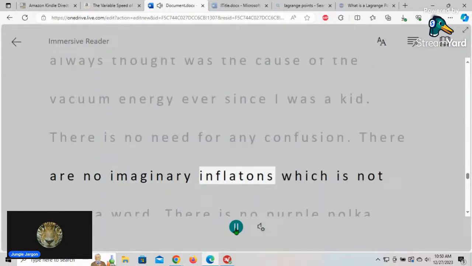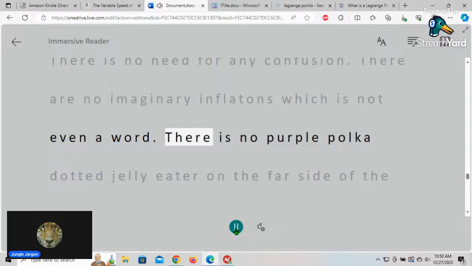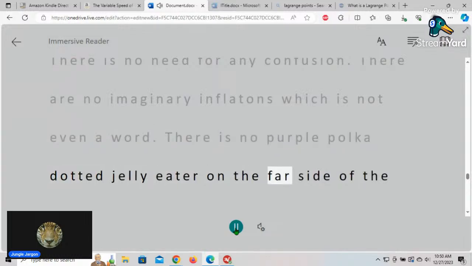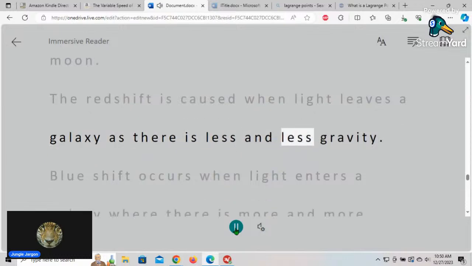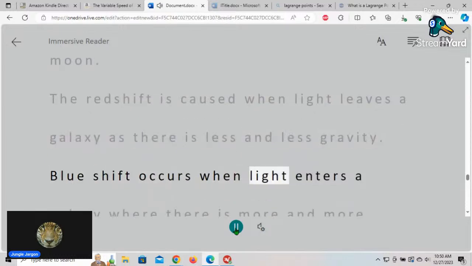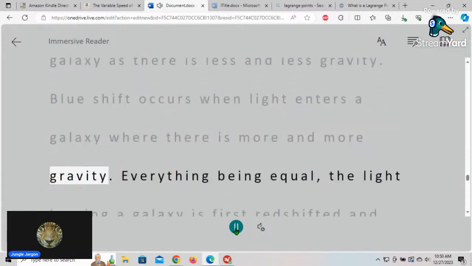There are no imaginary inflatons, which is not even a word. There is no purple polka-dotted jelly eater on the far side of the moon. The redshift is caused when light leaves the galaxy, as there is less and less gravity. Blue shift occurs when light enters a galaxy where there is more and more gravity.